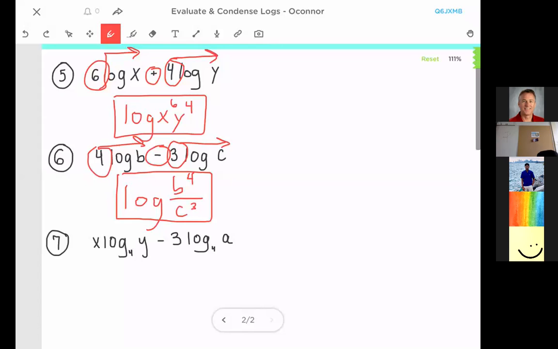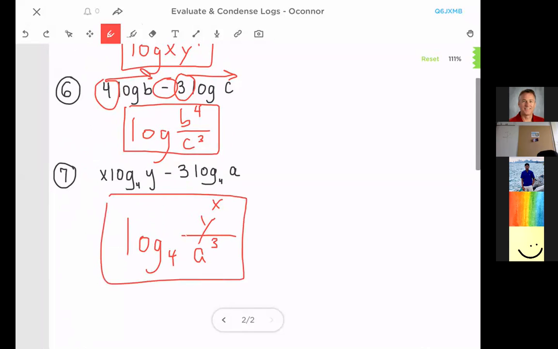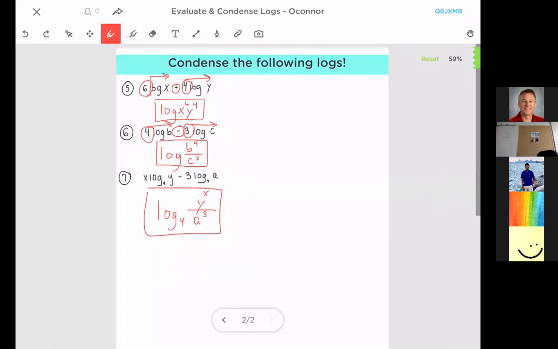All right, and then last but not least, don't forget this is log base 4, so I need to write that in my answer. That's going to be log base 4 of y to the x divided by... That's x to the x? What did I... Oh, I said y to the x. I wrote x to the x. Thank you. All right, so y to the x divided by a to the 3rd. Yes, thanks. All right, think we got it for today?